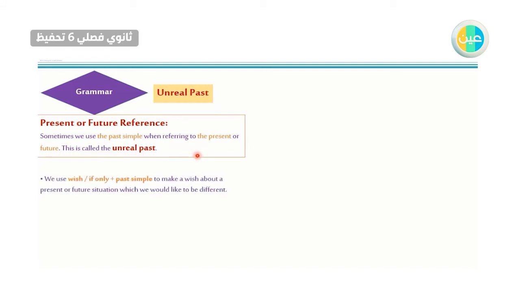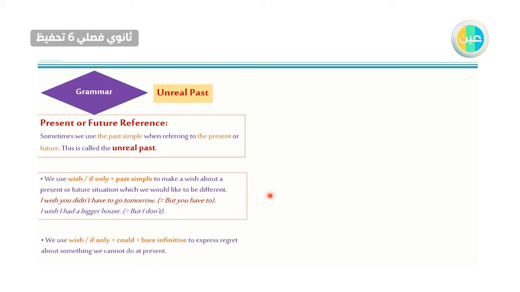So this structure, wish plus past simple or if only plus past simple, we use it to make a wish about a present or future situation which we would like to be different. For example, I wish you didn't have to go tomorrow but you have to, or I wish I had a bigger house but I don't. Also, this structure wish, if only plus could plus the infinitive without to, to express regret about something we cannot do at present. For example, I wish I could speak Italian.